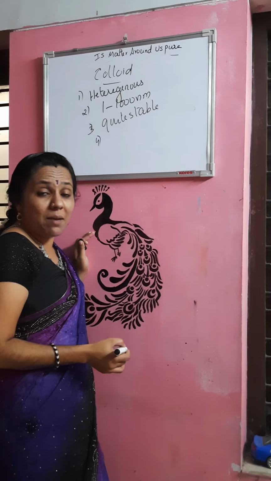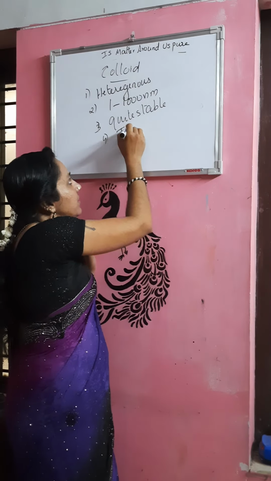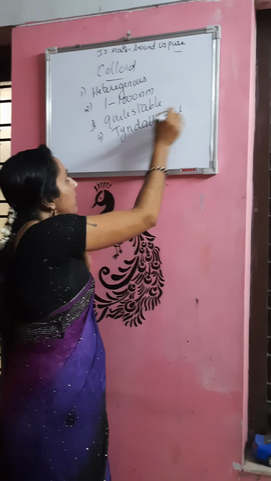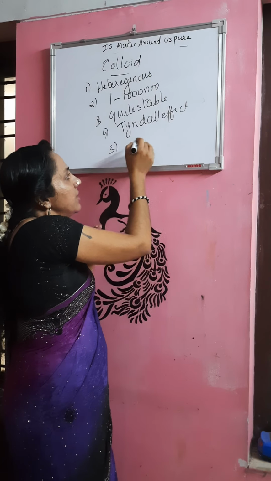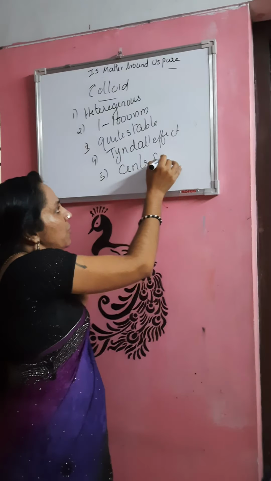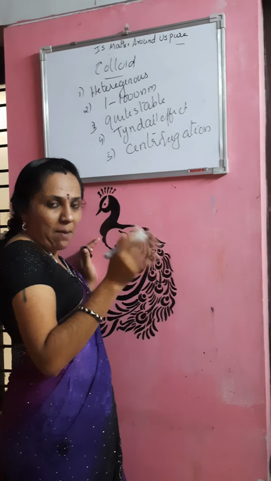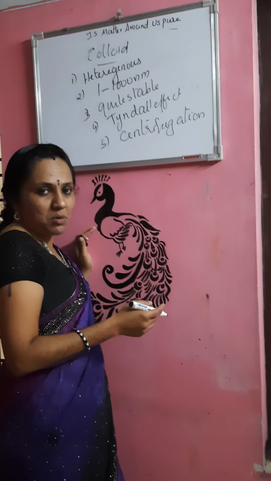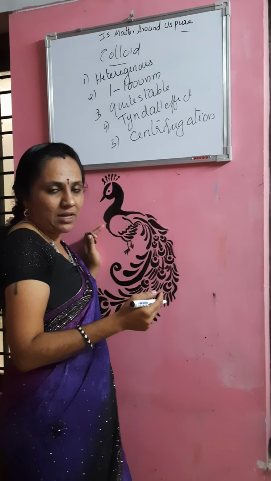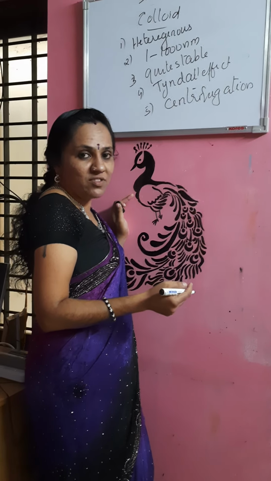What is Tyndall effect? The ability of the colloidal particles to scatter the light is called Tyndall effect. And the fifth property is that they can be separated only by the process of centrifugation. What is centrifugation? It means turning the solution rapidly so that the denser particles will be depositing in one area and the lighter particles deposit. Turning of milk, separating the ghee from milk, separating the butter from milk, all these are process of centrifugation.